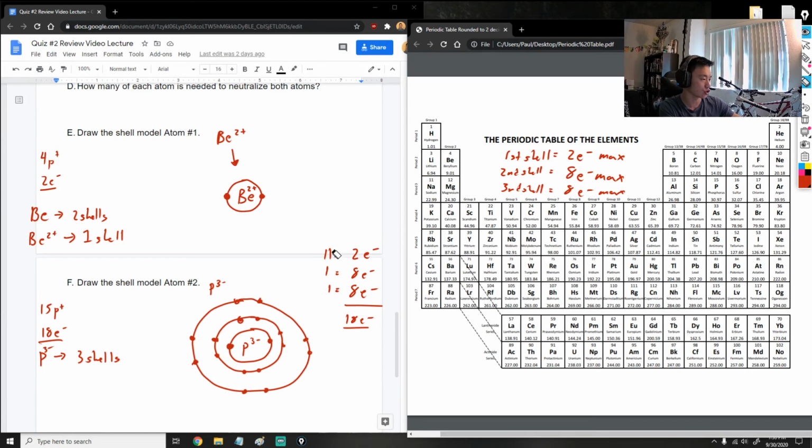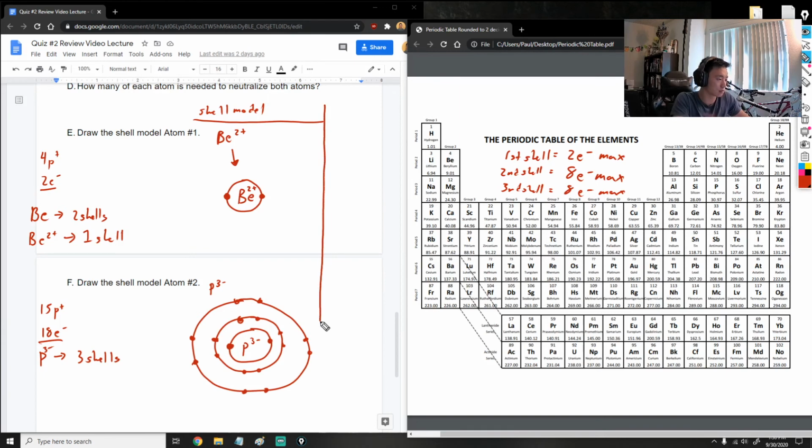Okay, and those are the shell models. Alright, so you can't really see it on the screen right now, but we also need to draw the Lewis structures, but I'm going to do it right here just because it's going to be easier to see next to the shell models. Okay, so now we need to draw the Lewis structures.